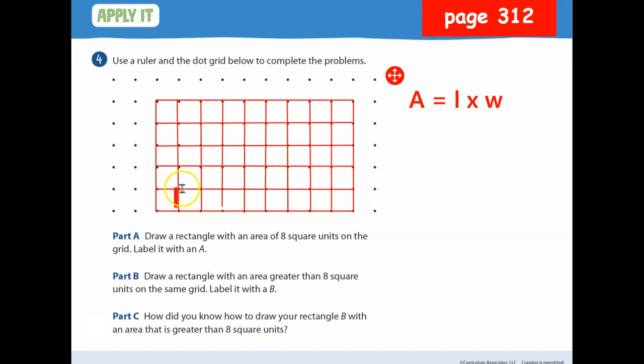So the length would be 1, 2, 3, 4, 5, 6, 7, 8, 9, times what's the width? 1, 2, 3, 4, 5. Times 5. What does it equal? 45. Equals 45. Okay, perfect.